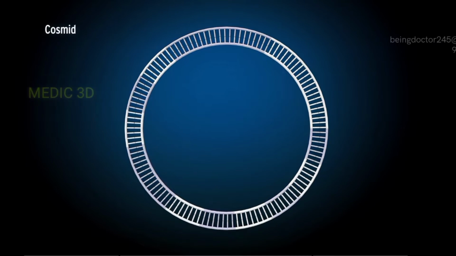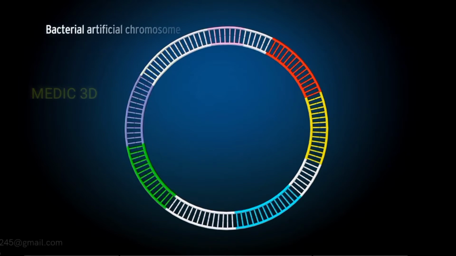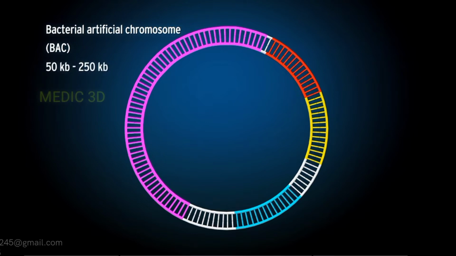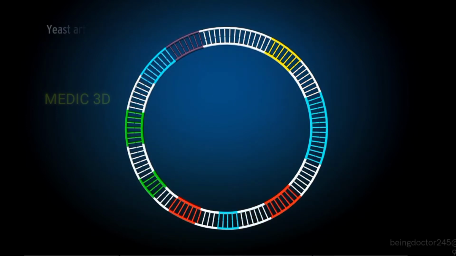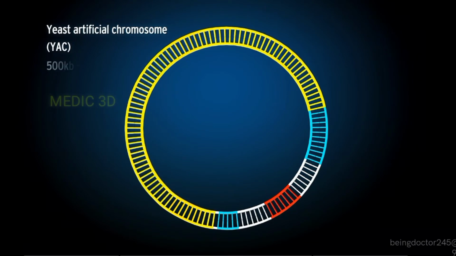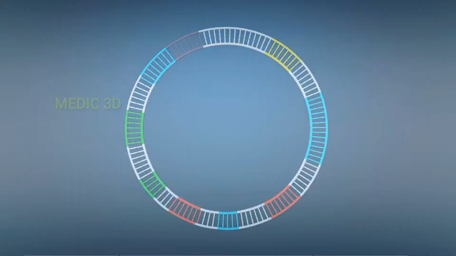Cosmid. These vectors can carry inserts of 30 to 50 kilobases in size. Bacterial artificial chromosome. BACs can carry anywhere from 50 kilobases to 250 kilobases DNA inserts. Yeast artificial chromosome. YACs can carry 500 kilobases to 3000 kilobases DNA inserts.